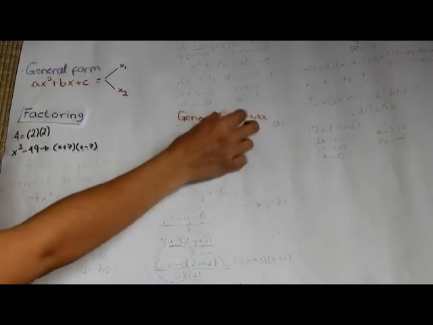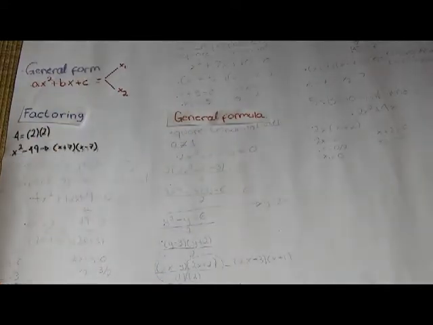It can be solved by two methods, depending on the numbers that the equation has. One of the methods is by factoring, and the other with the general formula. Let's start with factoring.